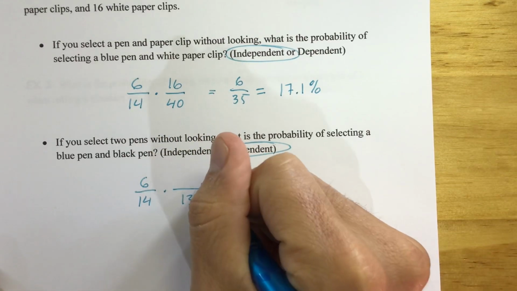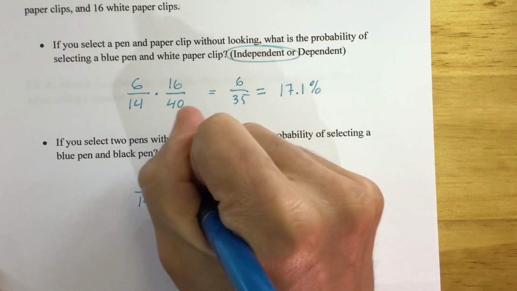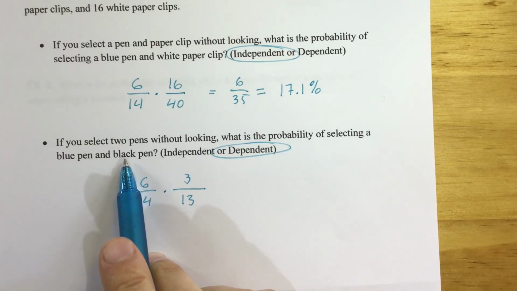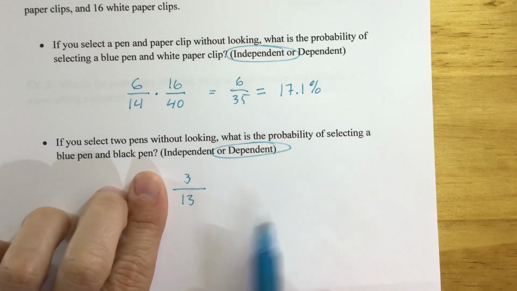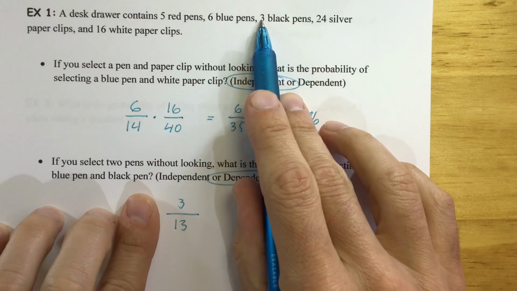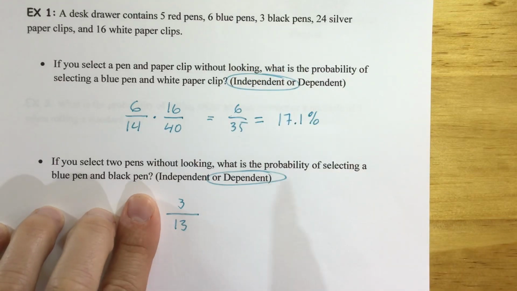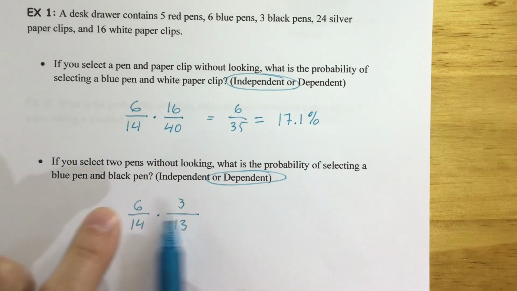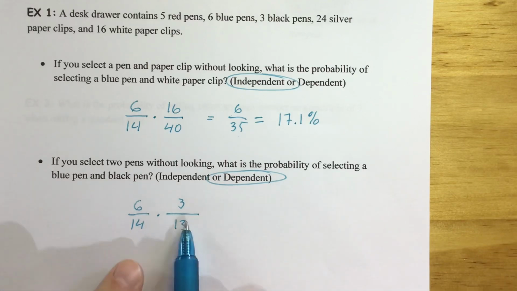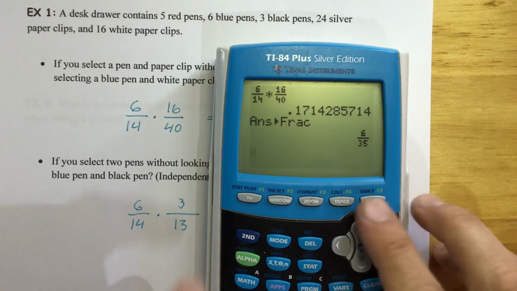What do we want? We want a black pen. Then there are 3 black pens. Okay, so this is the concept of dependent. If I were just looking to draw a black pen out, it would have been 3 out of 14. But because this event is following another event, and it's affected by it because we're still looking at pens, the denominator has changed, which is, of course, going to totally change the answer to the problem. Okay, so let's see what that one looks like.